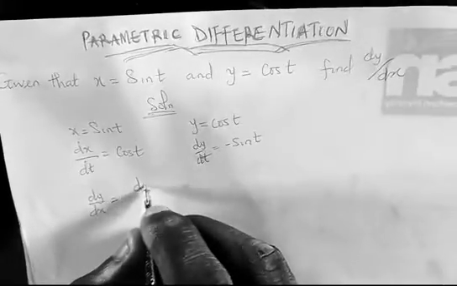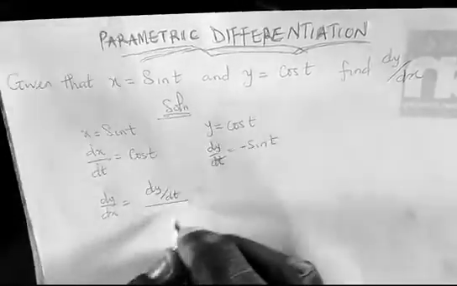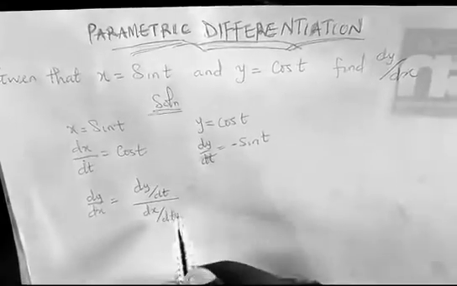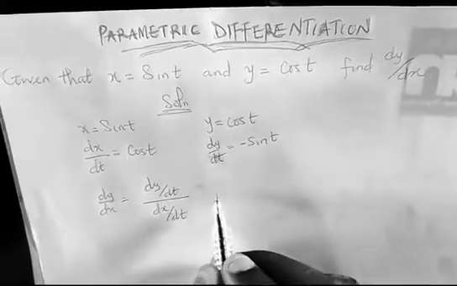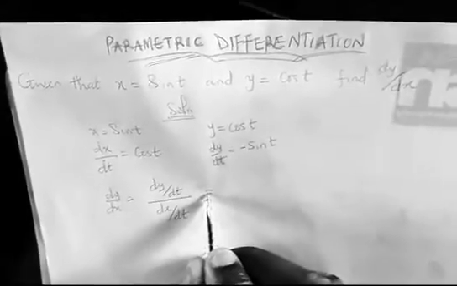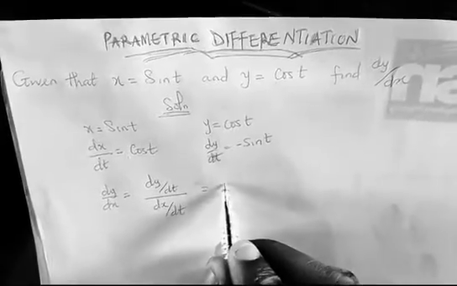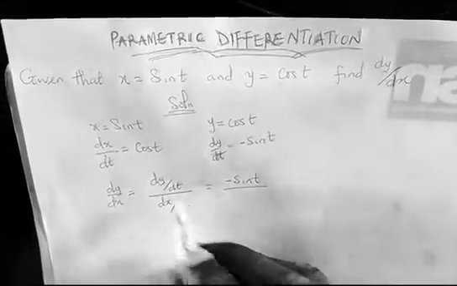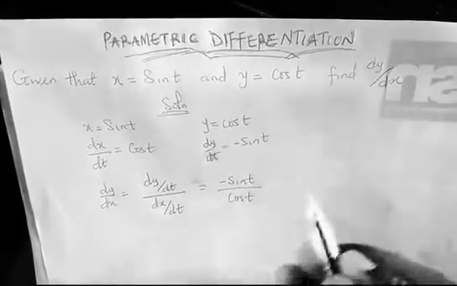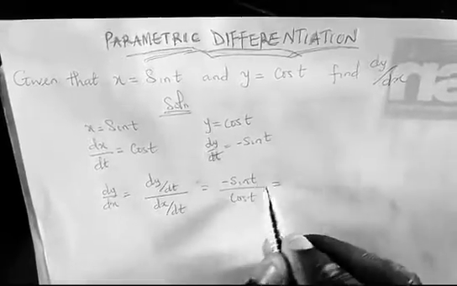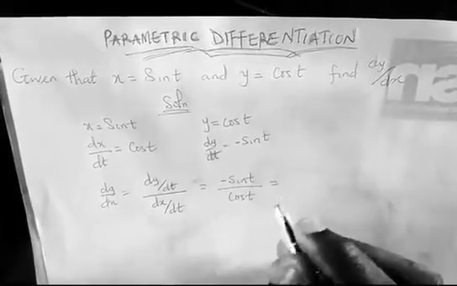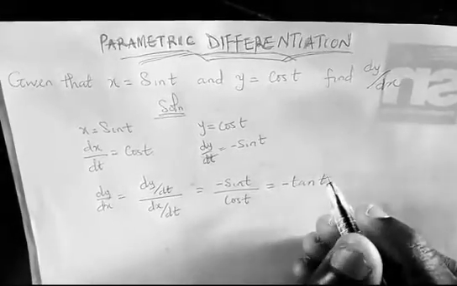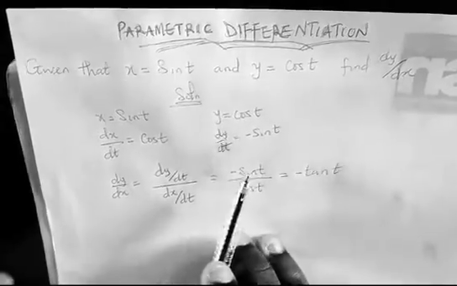The formula is dy/dt all over dx/dt. Dy/dt all over dx/dt. And that will now be what? Your dy/dt is minus sine t, all over your dx/dt, which is cos t. And I'm sure we all remember the fact that sine over cos will give us tan. So our final answer is minus tan t.